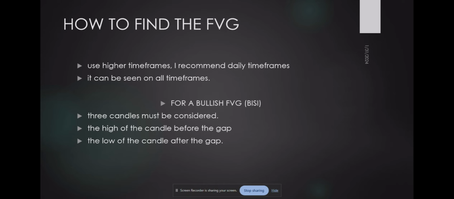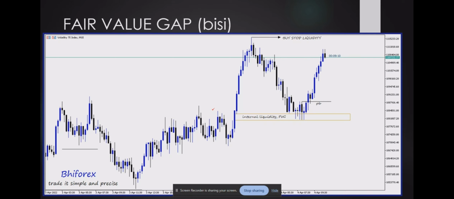So for a case of a bullish fair value gap, three candles must be considered. You must look at the candle before and the candle after. So for a bullish fair value gap, we are going to look at examples, so just follow along and don't get confused. For every fair value gap, you want to look at the high of the candle before the gap and also the low of the candle after the gap. What do I mean by that?